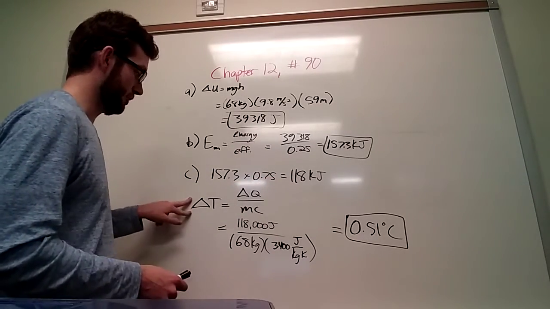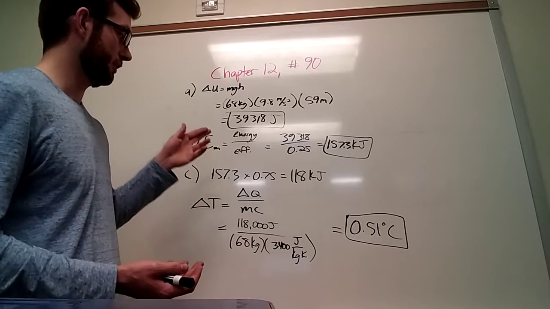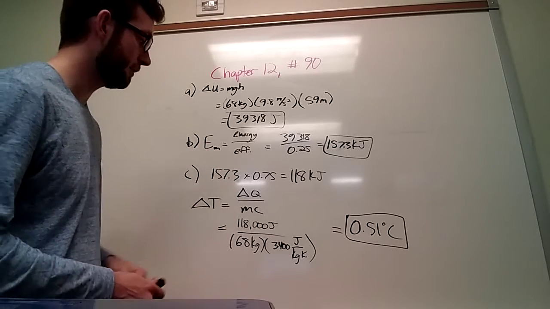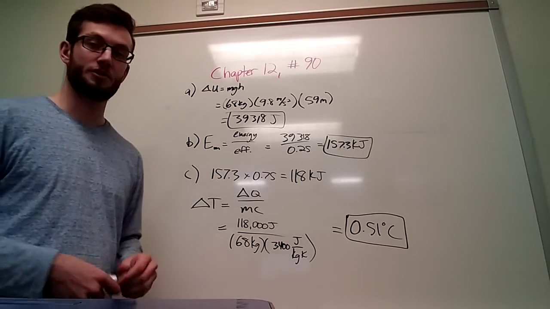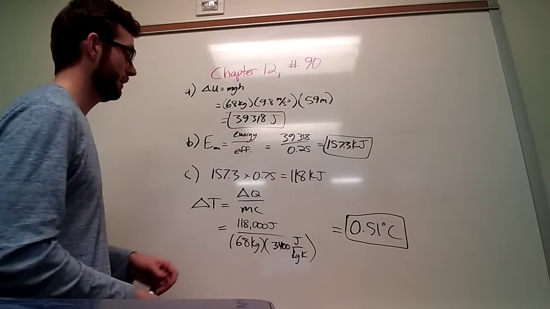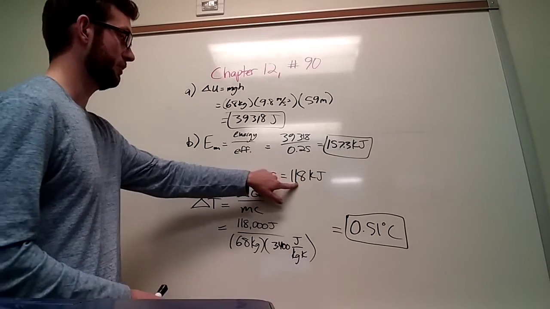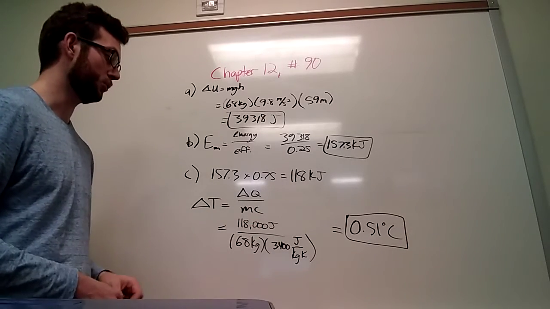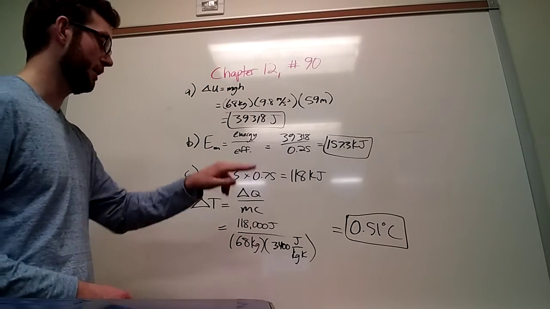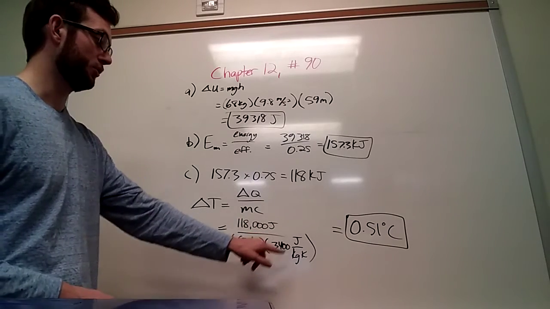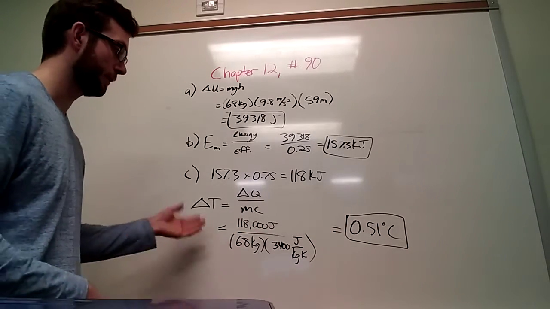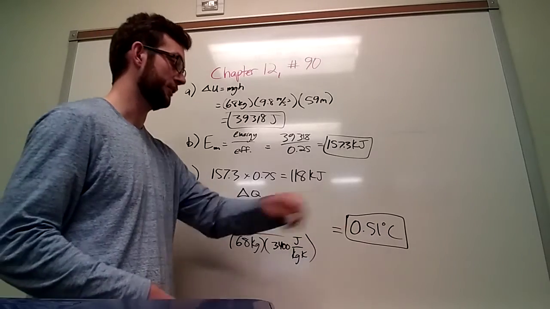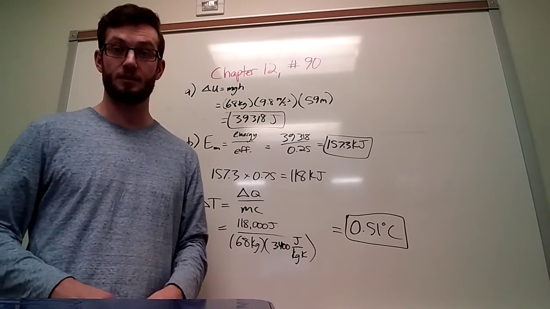Now we can use the equation delta T equals delta Q divided by mc to determine change in temperature. So if we reconvert our kilojoules back into joules, 118 kilojoules is 118,000 joules, divided by 68 kilograms times 3,400 joules per kilogram per Kelvin, we will get a grand total of 0.51 degrees Celsius increase.